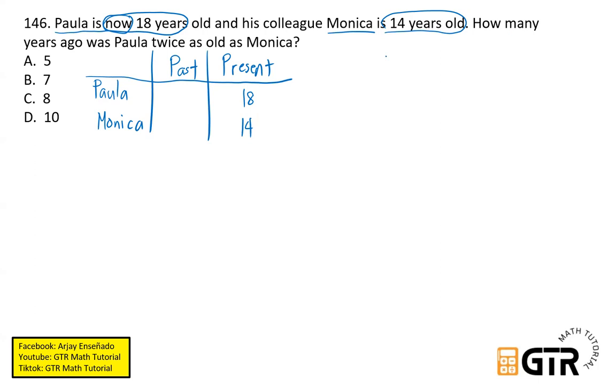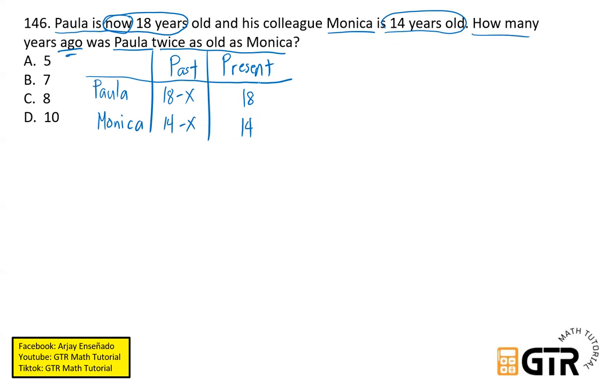So ang sabi, how many years ago, ayan, yung past ang hinahanap natin. How many years ago was Paula twice as old as Monica? So yung past, hindi natin alam kung ilan yon, so yun yung ililet natin na x. So mag-subtract tayo ng x dito sa present ages ni Paula and Monica. So we have 18 minus x and then we have 14 minus x. And then buuin natin ang ating equation.